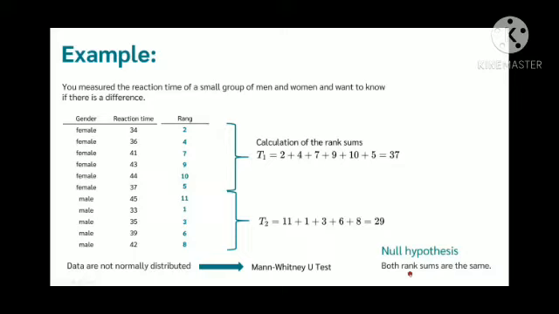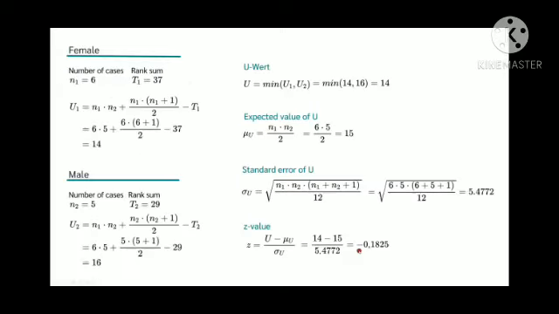In T1, we have rank number 2 plus rank number 4 plus rank number 7 plus rank number 9 plus rank number 10 plus rank number 5. It is the sum of 37. In T2, rank number 11, rank number 1 plus rank number 3 plus rank number 6 plus rank number 8. It equals the sum of 29.